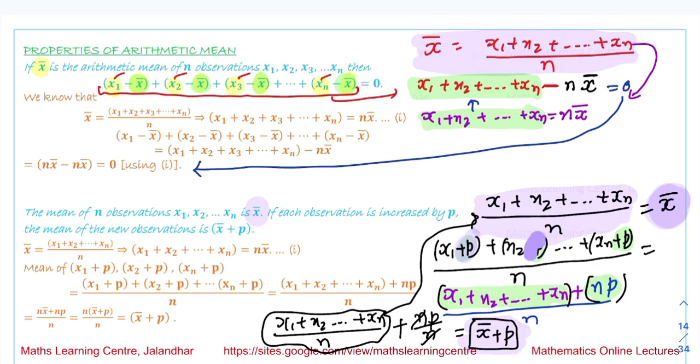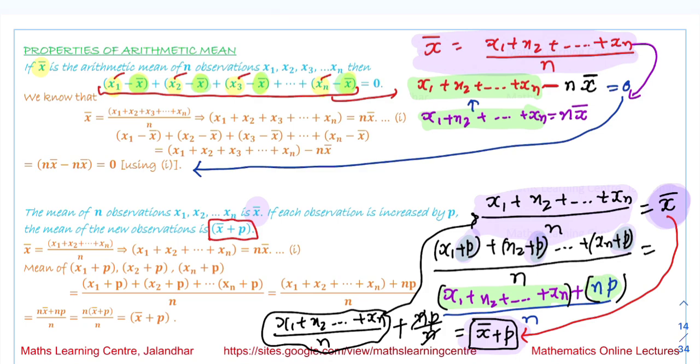Each value is increased by p, then what we get is that the new mean will also be increased by the value p. So this is the new observation, it is x bar plus p, that is the new mean.